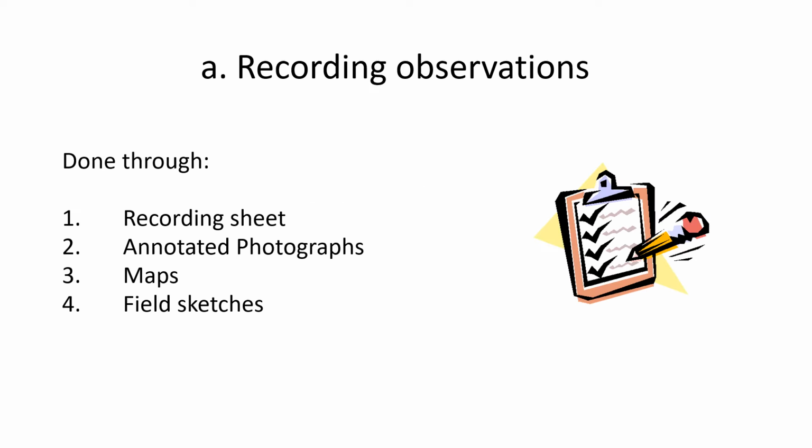In recording observations, this can be done through 4 methods. They are recording sheet, annotated photographs, maps, field sketches. And we will now briefly look at each of these methods in recording observations.